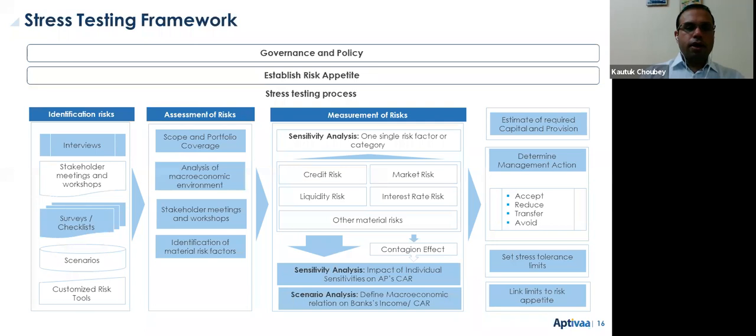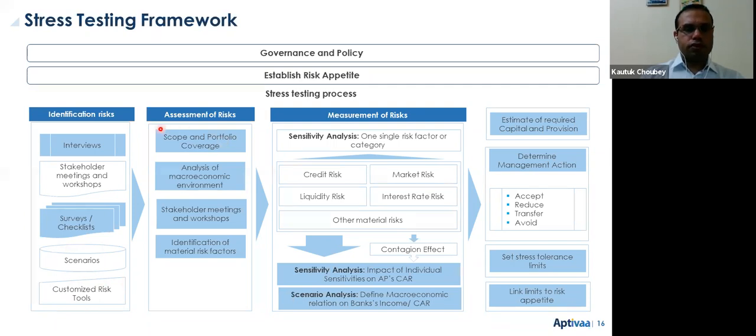So this is how the banks can take their own decision in terms of pillar 2 risk being included in the stress testing. And because it is an optimized or a customized framework for each bank, and there is no one size fits all, there have to be customized risk tools for performing this.